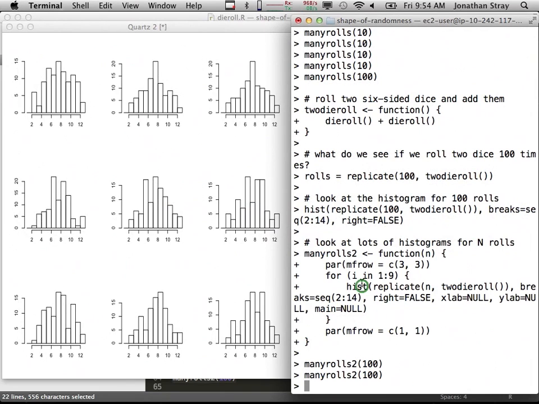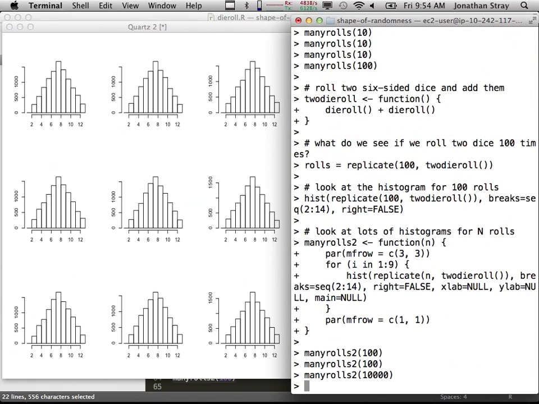All right, so that's 100 of them, and we've still got all these funny shapes. If we get 10,000, that looks like what we would expect theoretically. Is that at all helpful? Yep. Okay. Thank you.